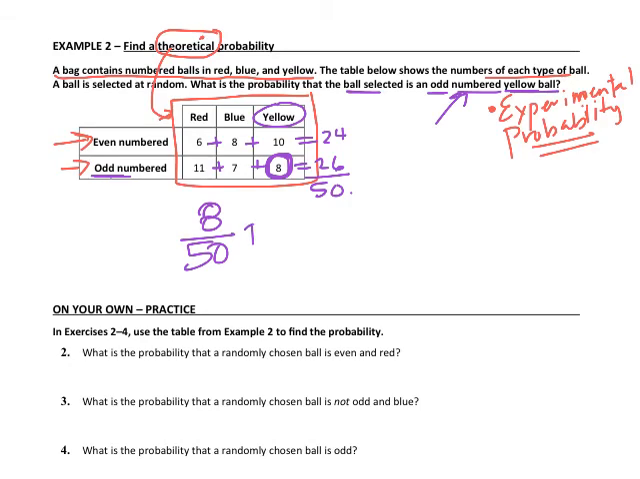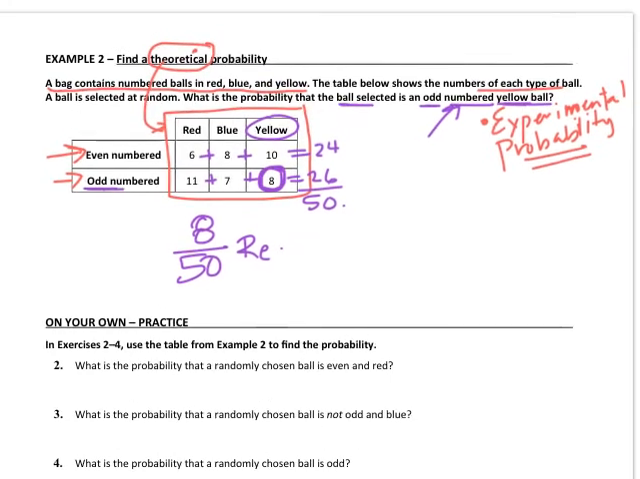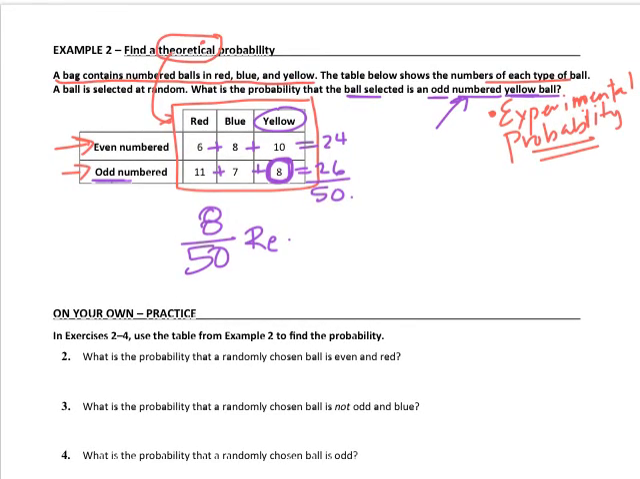Well, I can reduce this, and when I reduce it, I get 4 out of 25. So you always want to reduce your fraction of the probability to its lowest terms, and so 4 out of 25 is your probability of pulling a yellow, odd numbered ball from the bag of 50 balls. And so using this same information, you're going to finish up these problems down here on your own.